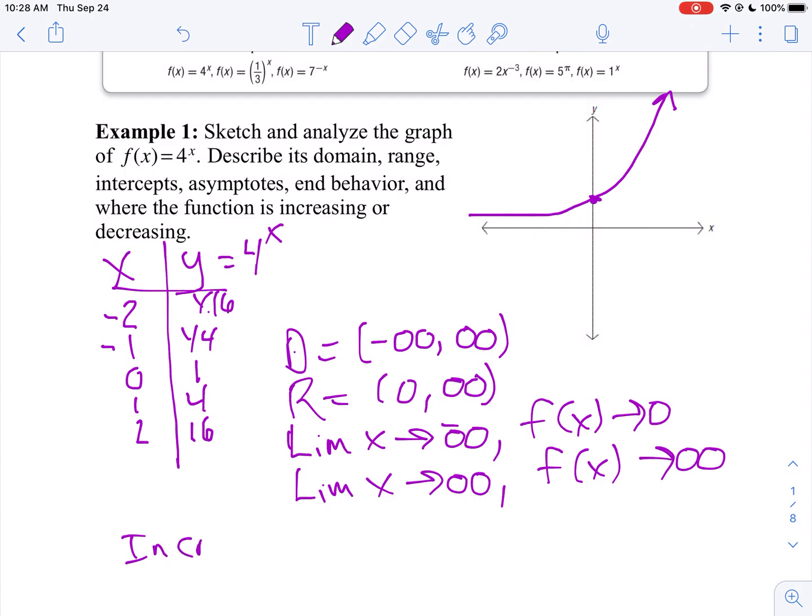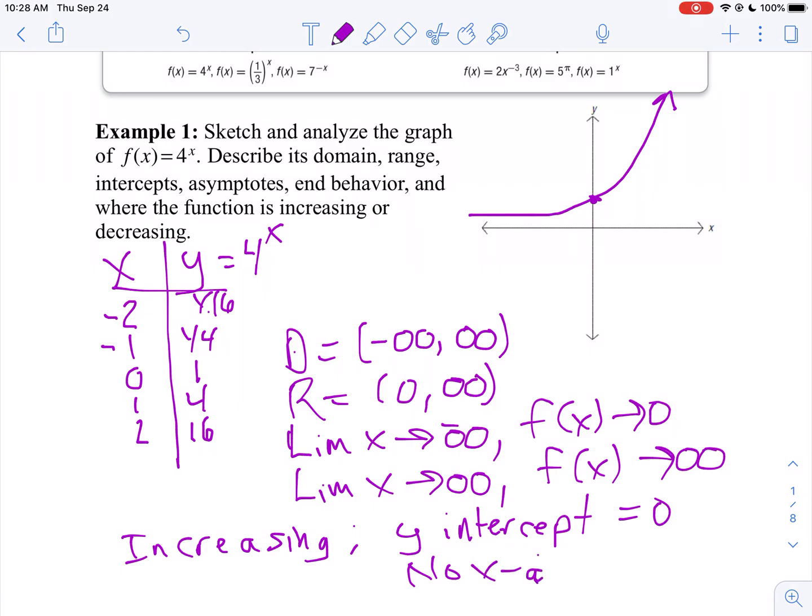I just realized I didn't state the intercepts. Well, the y-intercept is 1, because that's where it crosses the y-axis. Notice it never crosses the x-axis, so there is no x-intercept. There we go.